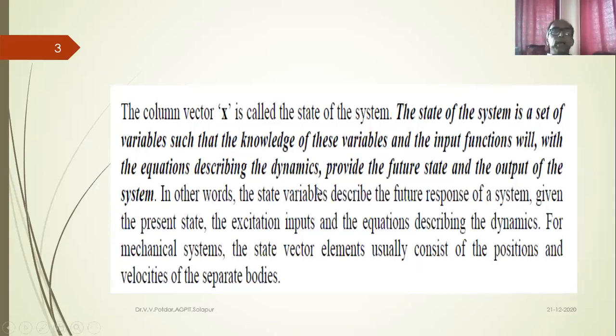So by solving these equations, what am I doing? Future state means I am predicting the performance of the system by solving these state space equations. In other words, the state variables describe the future response of the system given the present state. I have to give the present state and then predict the future state. Still working on paper. Remember, in control system engineering, we are working on paper. We are using the tools of mathematics for predicting the system performance, and state space is one such approach, given the present state, the excitation inputs, and the equations describing the dynamics of the system.